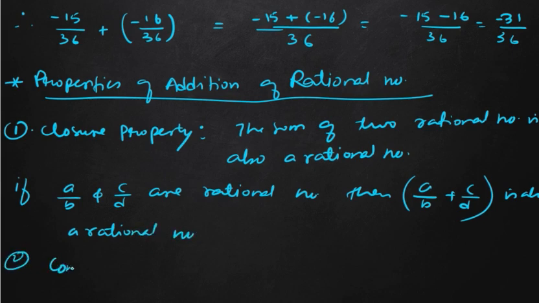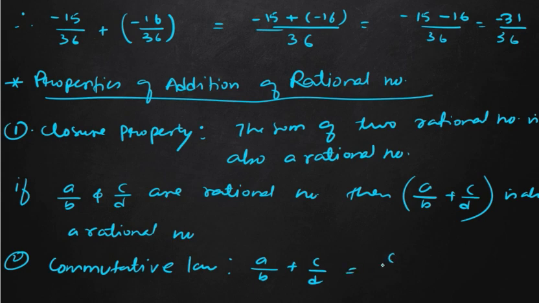Second property is our commutative law. Okay, so this property states that if a by b and c by d are any two rational numbers, then a by b plus c by d will be same as c by d plus a by b. If we add a by b with c by d, the result will be same if we add c by d with a by b.